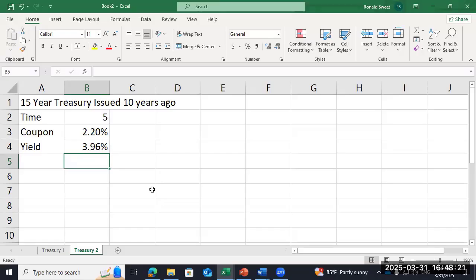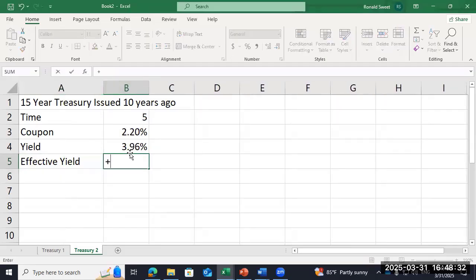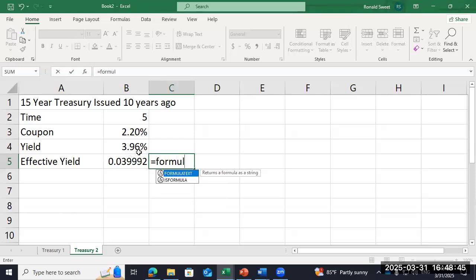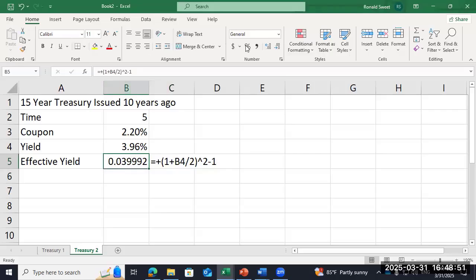So this bond's paying you 2.20, we can get 3.96. Is this a premium or a discount bond? It's a discount bond, right? Looks pretty bad. Do the effective yield. We take 1 plus the yield divided by 2, raised to the second, minus 1. It has to be higher than the yield. Right, so let's try it.